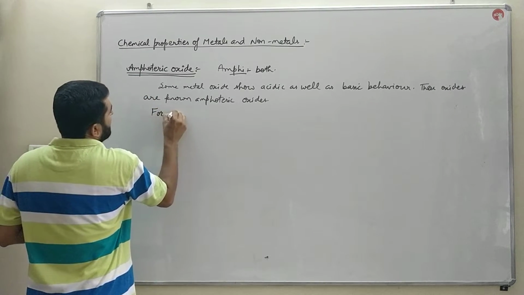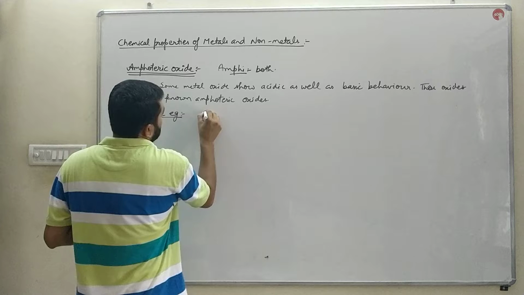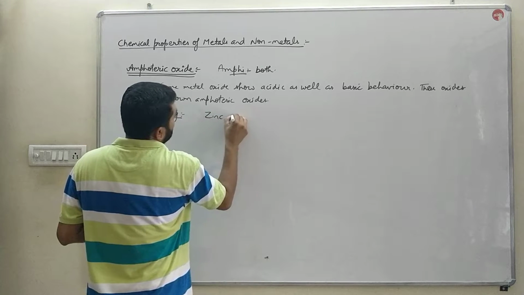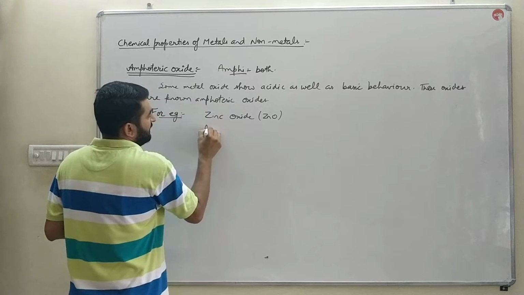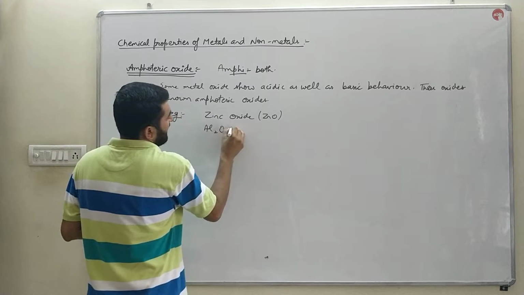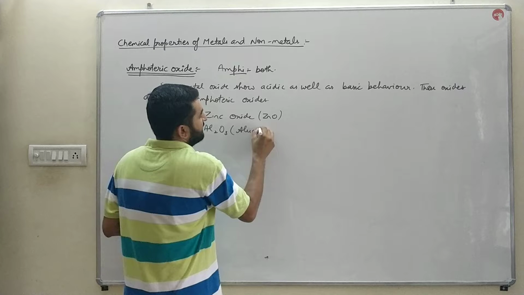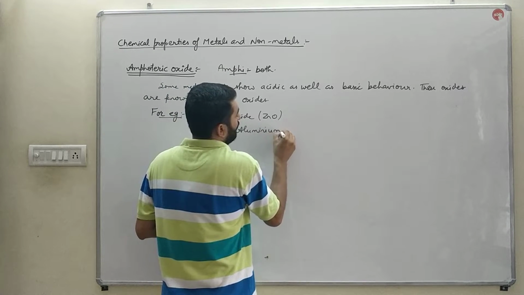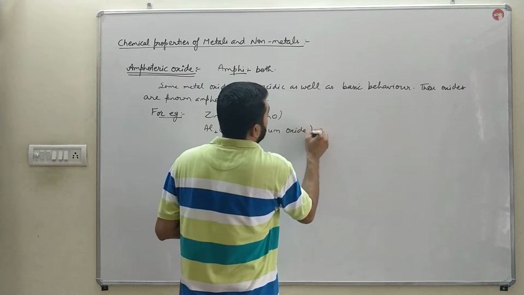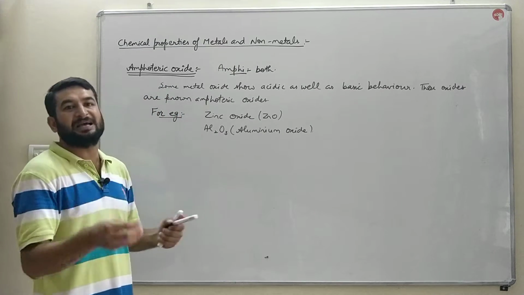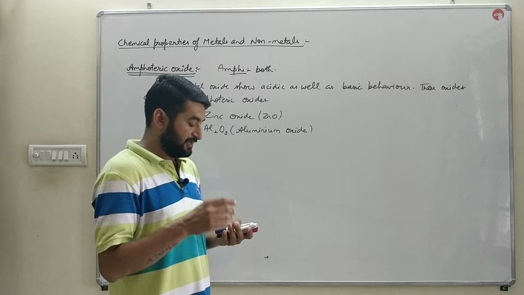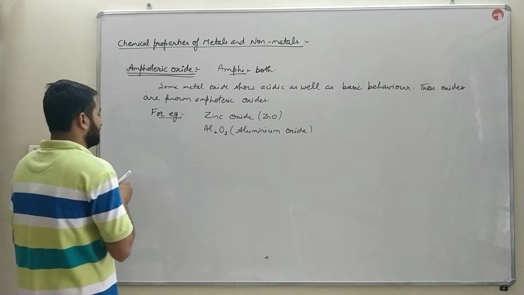There are two oxides which are amphoteric in nature. First one is zinc oxide, that is ZnO, and the other one is aluminium oxide, that is Al2O3. A very important question for your board exam: What are amphoteric oxides? Give two examples and write their reactions. First we'll discuss the zinc oxide.